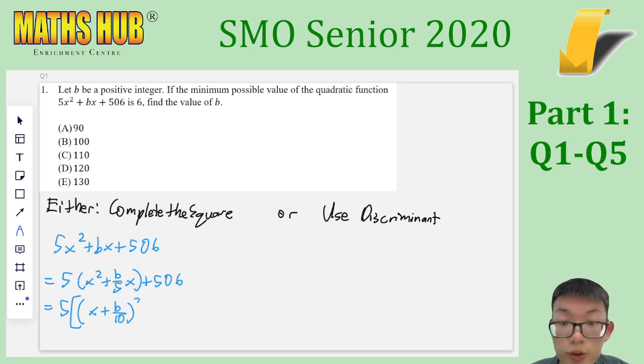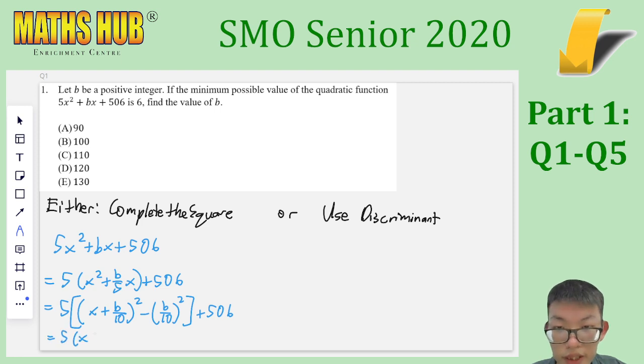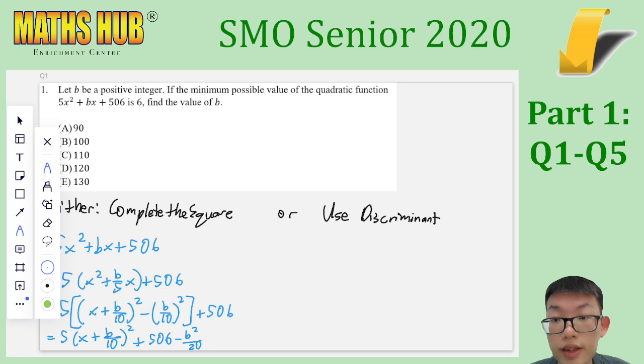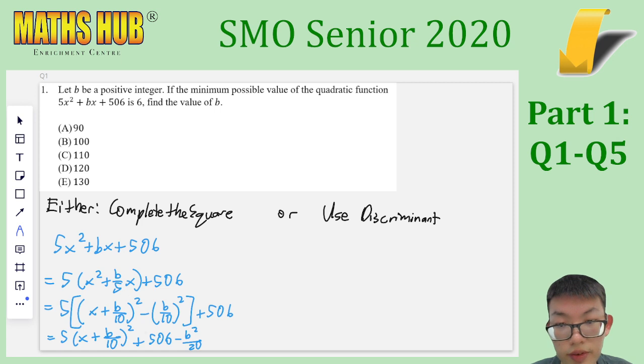x plus b over 10 squared minus b over 10 squared plus 506. And so this would simplify a little bit: 5 times (x plus b over 10) squared, and the remaining constant is 506 minus b squared over 20. Now this implies that this b squared over 20 can tell you what b is, because this portion here is equal to 6. That's the minimum value.